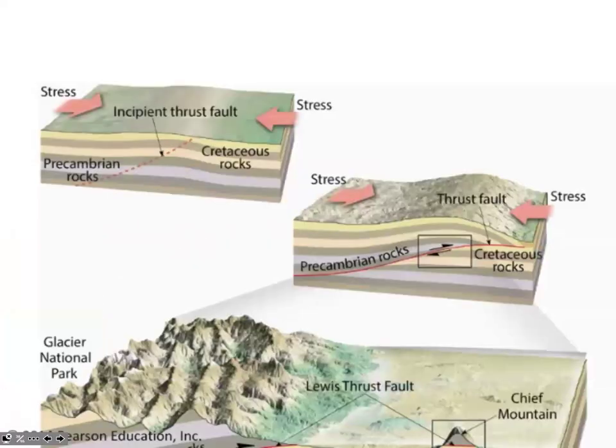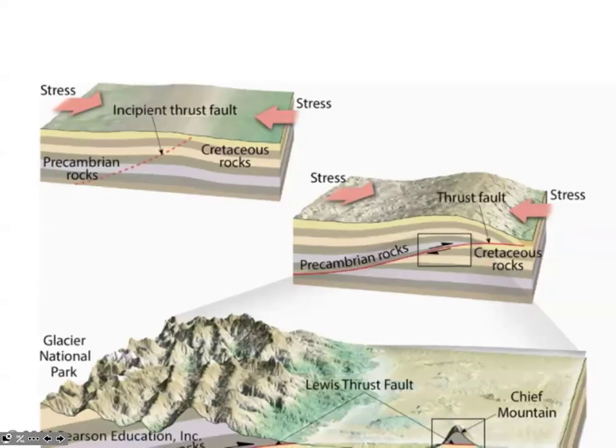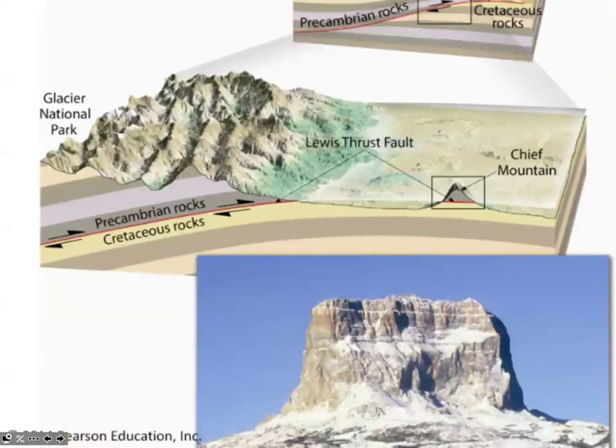An example of a thrust fault is seen in Glacier National Park, Montana, in the United States. Here, a thrust fault formed, and it brought Precambrian age rocks on top of Cretaceous age rocks. Then erosion went to work on the landscape, and it actually cut through the fault surface, leaving behind a little isolated remnant of the hanging wall block, which is called Chief Mountain.